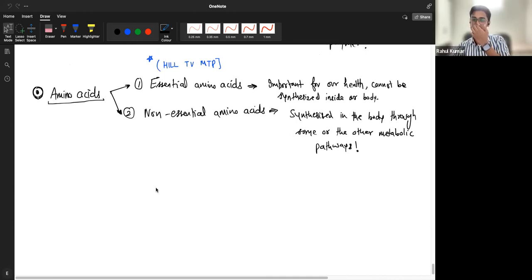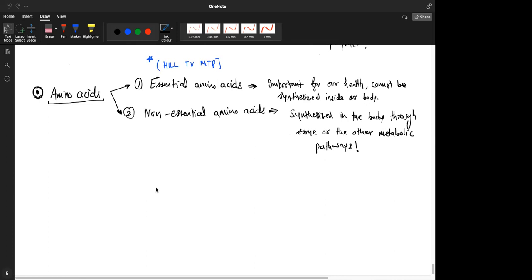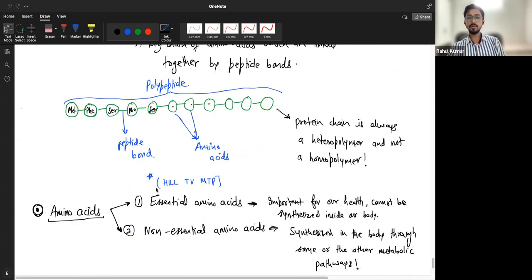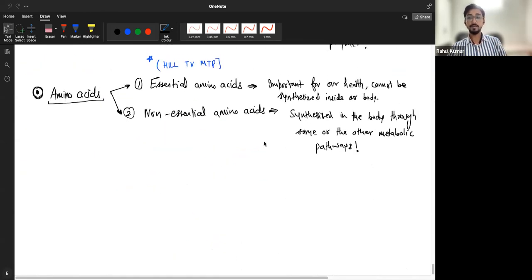So essential amino acids, we have to get from the diet, always. Then there are non-essential amino acids. These are synthesized in the body through some metabolic pathways. Even if you do not get them through diet, if you get other amino acids, you can convert them into this one. So they do not become essential, they are non-essential. You just need to take care of the essential amino acids first. The non-essential ones will be synthesized in the body, right?